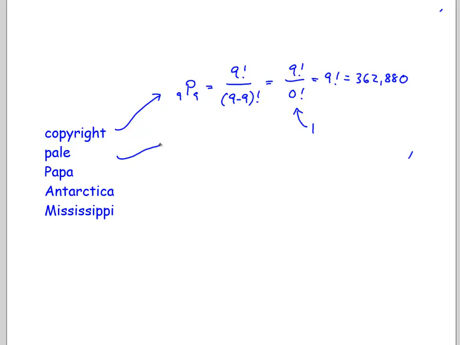Next, possible combinations. We're going to look at the word pale. So that would be 4 out of 4. Basically, it's going to come out to 4 factorial. We already know that 1 times 2 times 3 times 4 is 24.